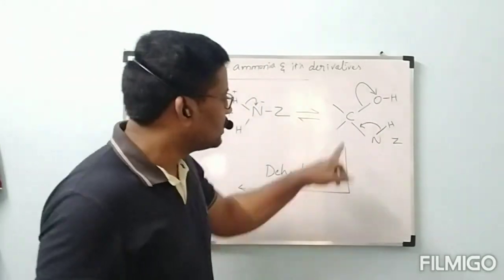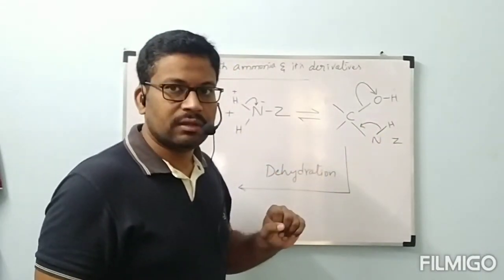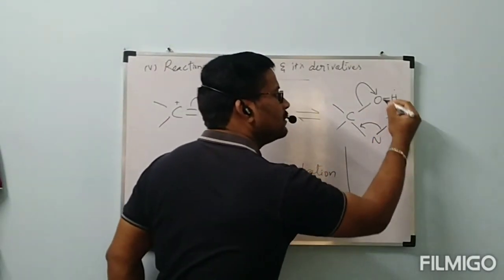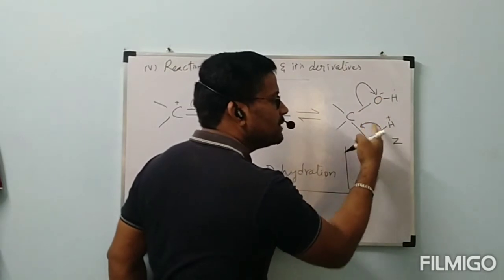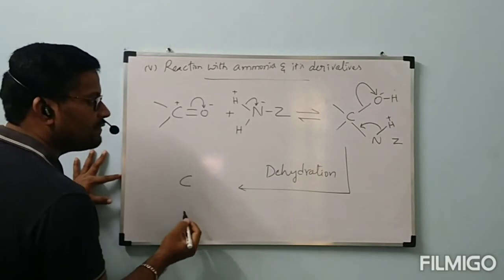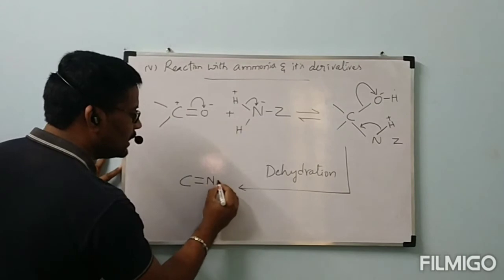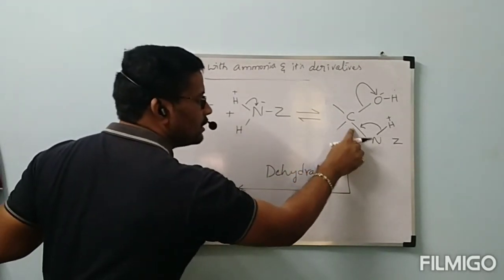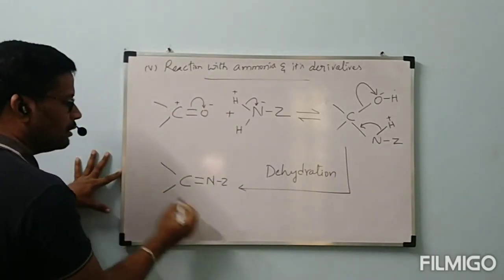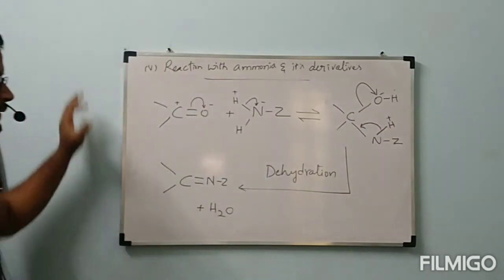Are you able to understand? This NH bond is there, and that bond is shifted as a double bond. Then what will happen? This OH minus and here H plus will be removed as water. Then we will get the final product C double bond NZ, plus H2O, from OH minus and H plus.